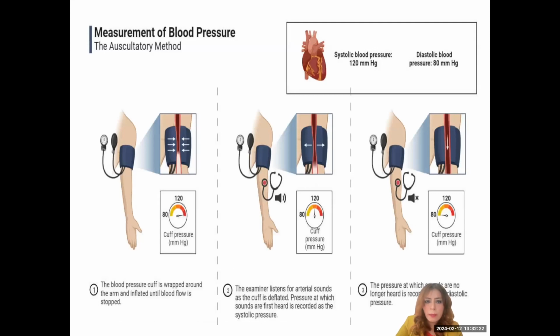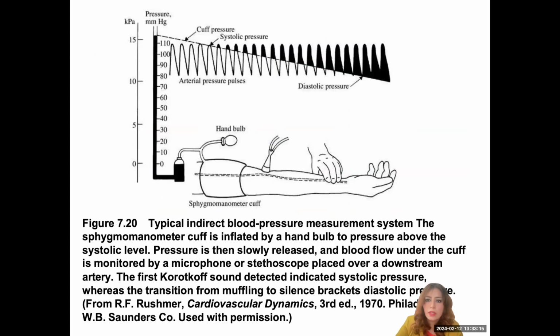So as a summary again, in a different view, the systolic and diastolic normal blood pressure values. The blood pressure cuff is wrapped around the arm and inflated until blood flow is stopped. The examiner listens for arterial sound as the cuff is deflated. The pressure at which sounds are first heard is recorded as the systolic pressure, and the pressure at which sounds are no longer heard is recorded as the diastolic pressure. So this is the most developed one, and it's actually the same as this.